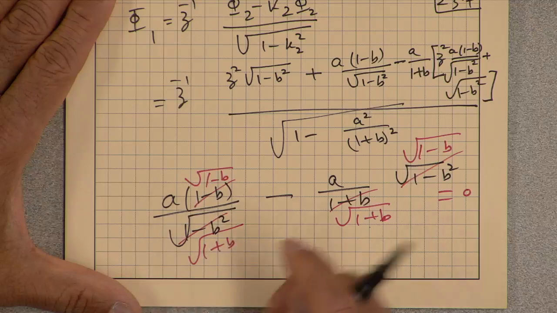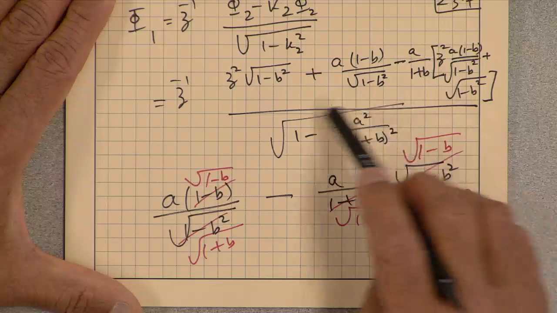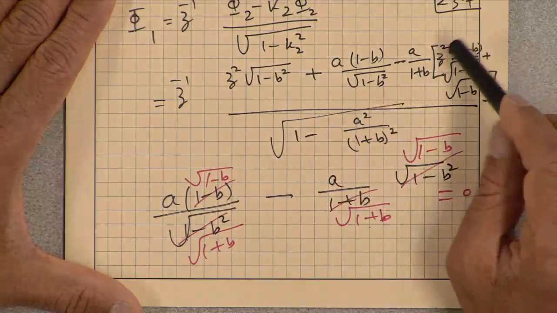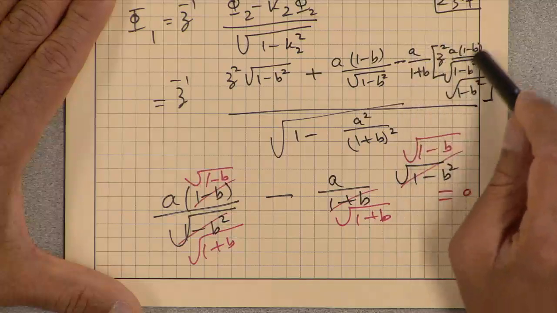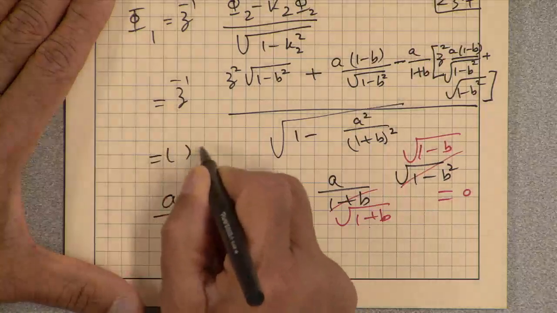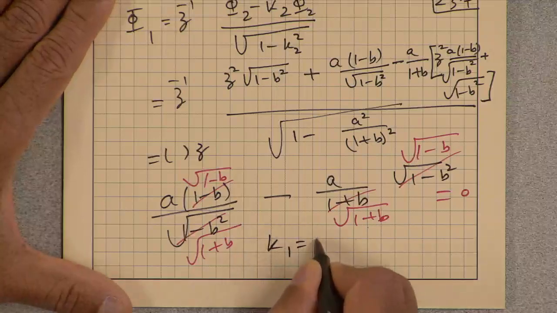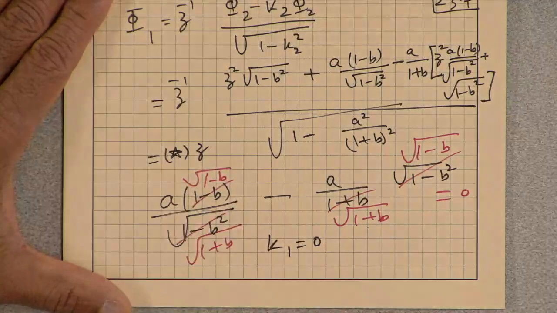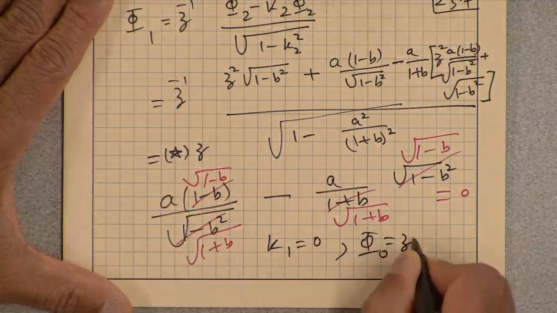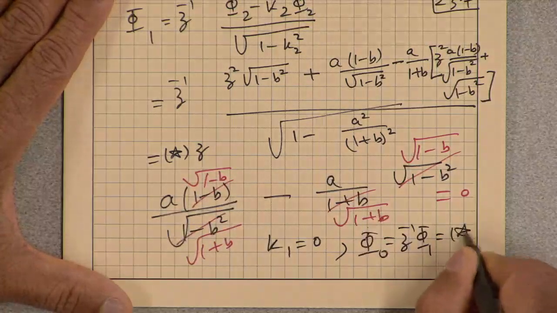And then we have something, I'm not going to spend time simplifying the z squared quantity, because that's going to be this quantity minus a by 1 plus b times that, all divided by that. So it is sufficient to say that this is something times z. Okay. And now that tells us that k1 equals 0, because there is no constant term. And then phi 0 is simply going to be z to power minus 1 phi 1, which is whatever that quantity was. Okay.